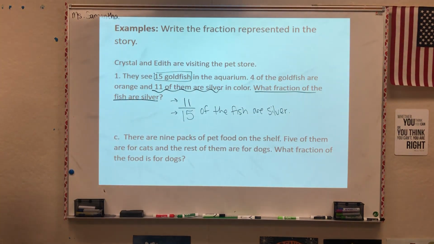Go ahead and try this next one. It says there are 9 packs of pet food on the shelf. 5 of them are for cats and the rest of them are for dogs. What fraction of the food is for dogs?